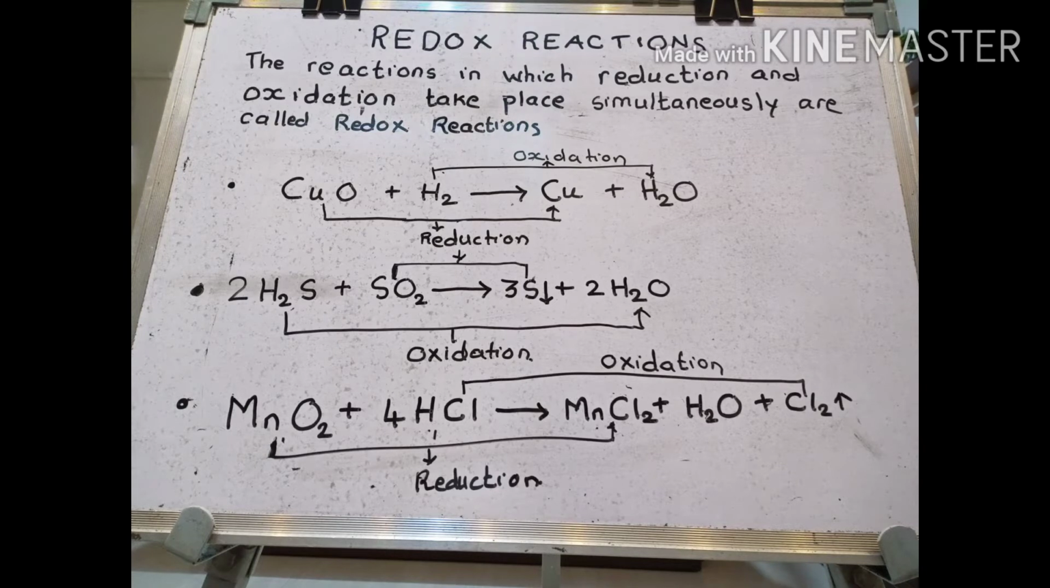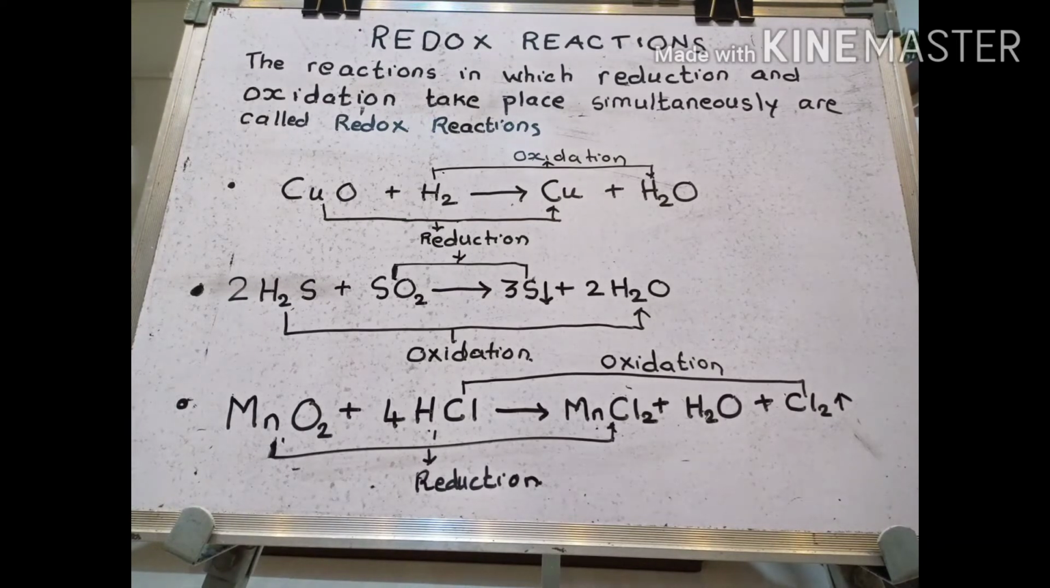Then you also have a look at the third reaction where manganese dioxide and hydrochloric acid react with one another, resulting in the formation of manganese chloride, water and the liberation of chlorine. So what happens over here, you can see the manganese dioxide has lost oxygen, so it is a reduction reaction. Hydrochloric acid has lost hydrogen, so it's an oxidation reaction.